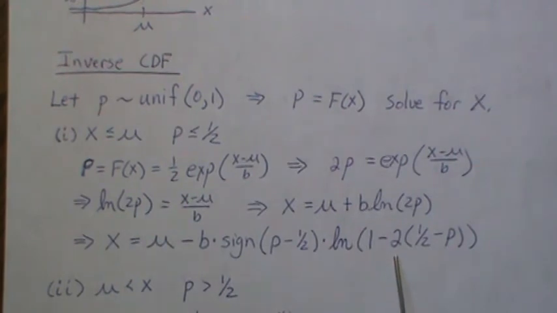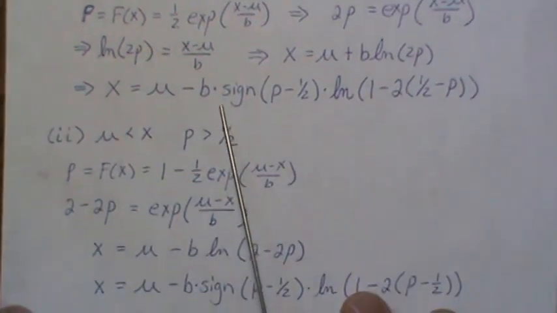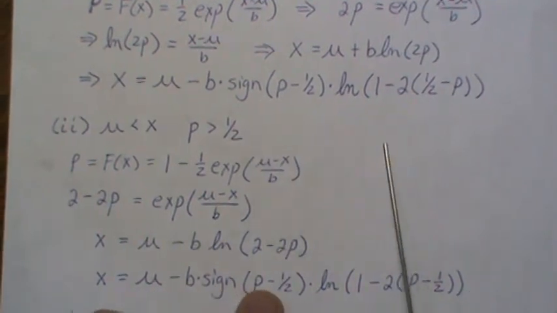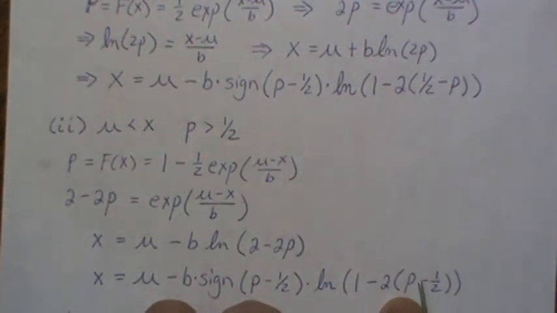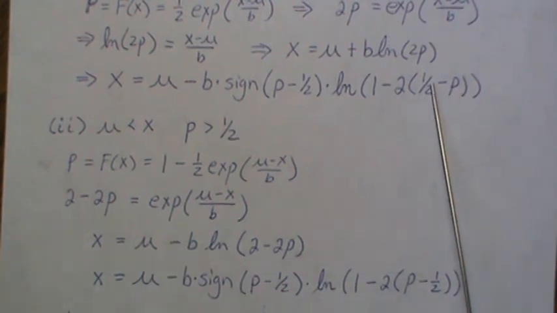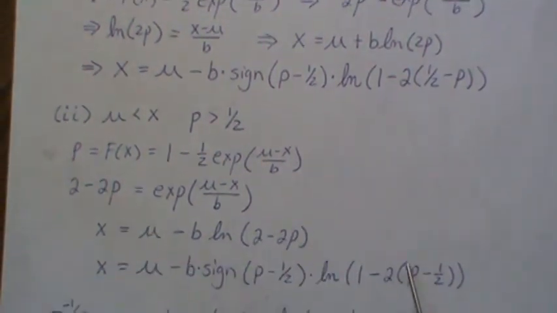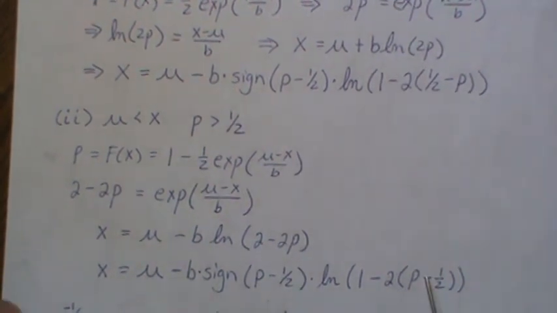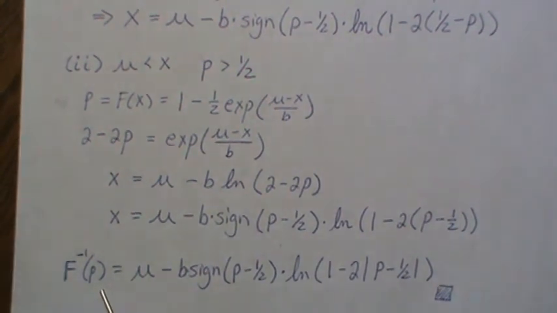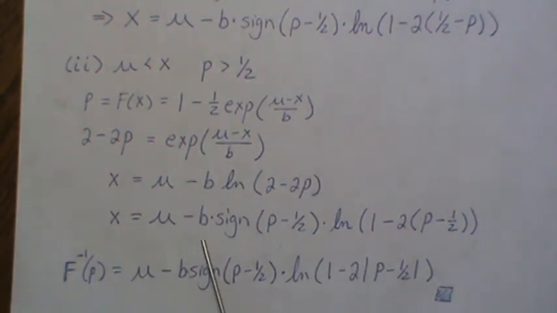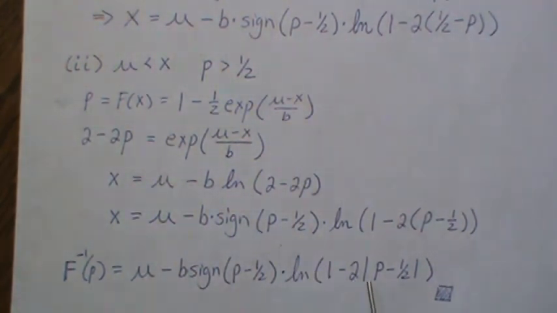So look at this. This step is very similar to this step. Actually, they look identical except for this piece. Remember, p is less than 1/2, so this is positive. And here, p is greater than 1/2, so this is positive. So really, we could combine those and just put the absolute value around this piece, which forces it to be positive no matter what p you get. And that's actually what we do. So the inverse CDF is mu minus b sign of p minus 1/2, times the log of 1 minus 2 times the absolute value of p minus 1/2. And that's it.